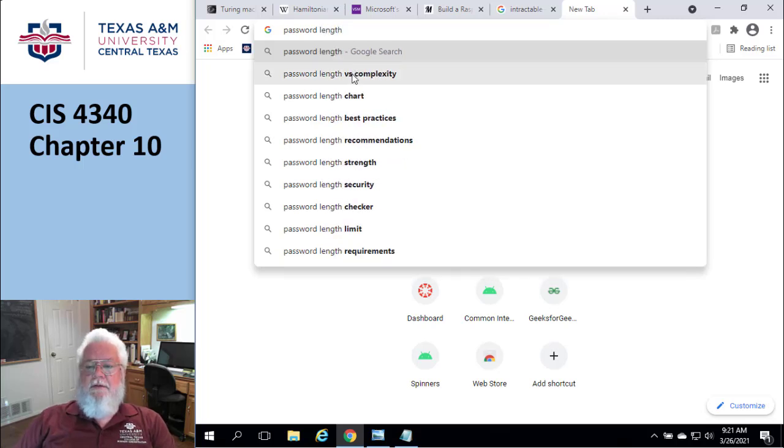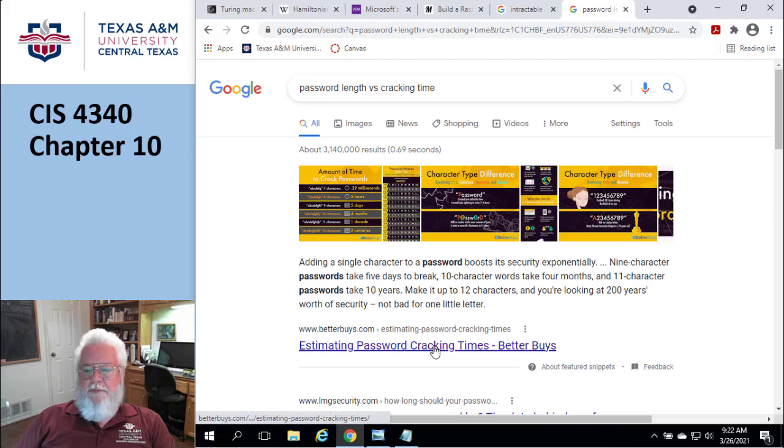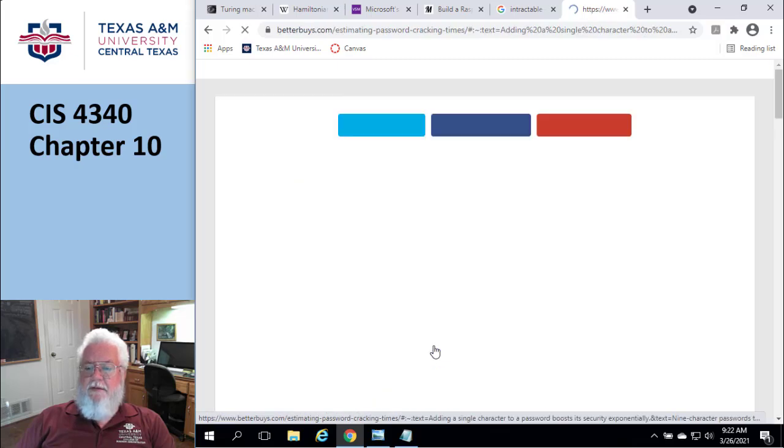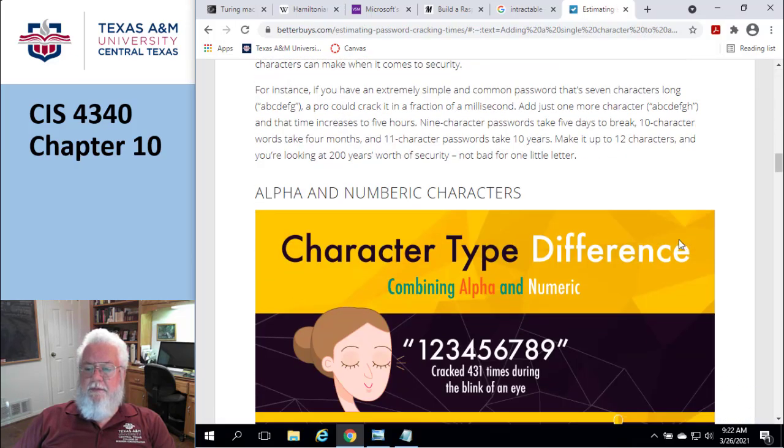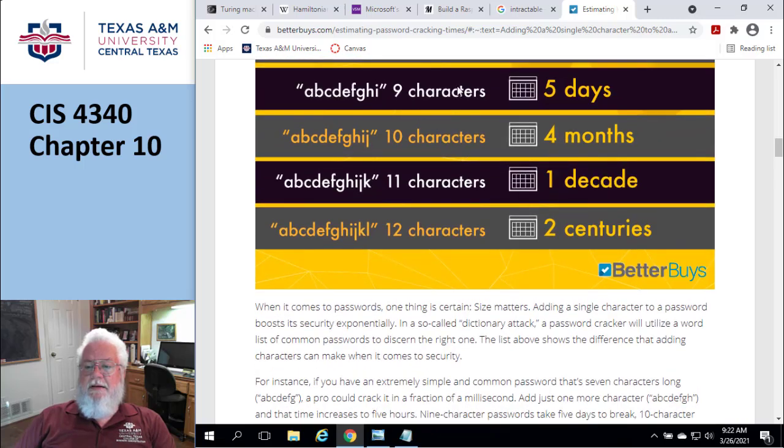Versus complexity. So here's one for estimating password cracking time. And there's a little chart that should basically tell you that if you only had 9 characters, it would take 5 days. If you had 10, it would take 4 months. If you had 11 characters, it would take a decade. If you had 12 characters, it would take 2 centuries. So you see how adding 1 character in the length makes this thing just explode, okay? So clearly this is an NP style problem. Okay, good. All right, so let's continue.